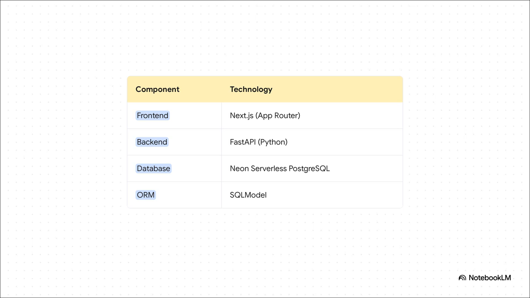You know, what's so cool is how perfectly these pieces fit together. For the front end, they're using Next.js, which gives you a really slick, modern user experience. That front end talks to a FastAPI backend. And if you're in a hackathon, FastAPI is amazing because it's super fast to build APIs with. All the data lives in a serverless Neon database, and they're using SQLModel, which just makes it a breeze to work with that database using Python.